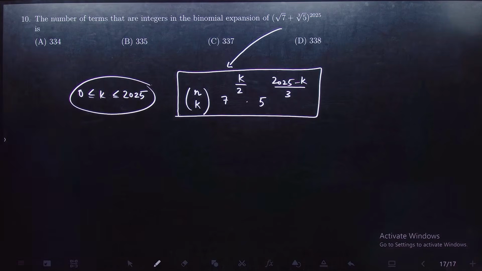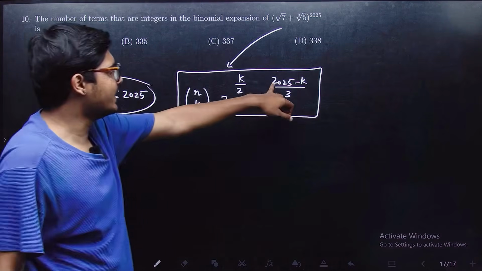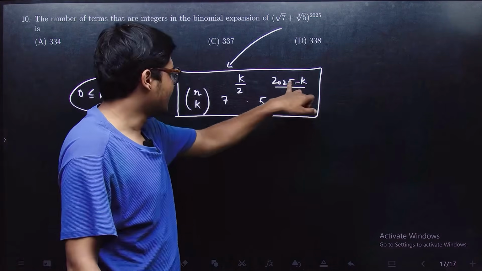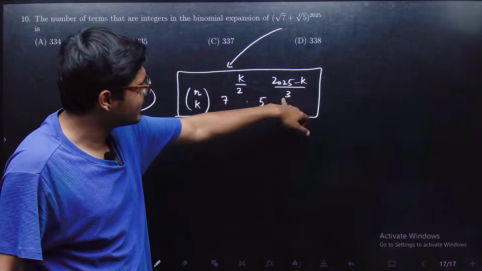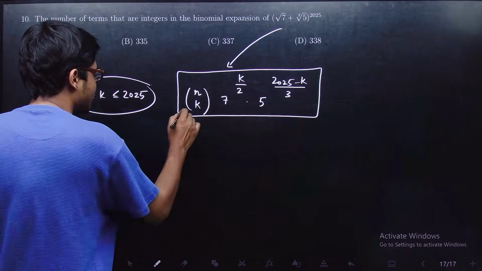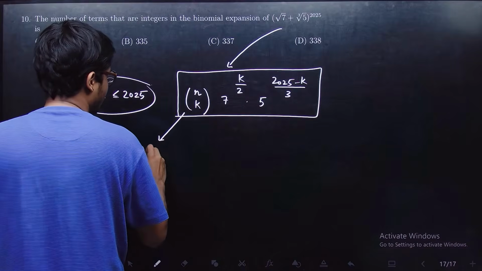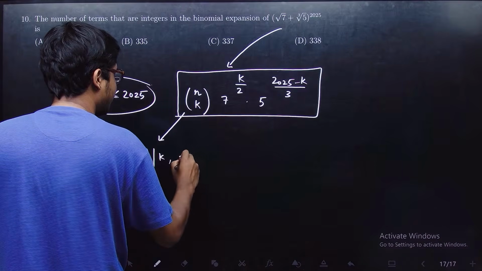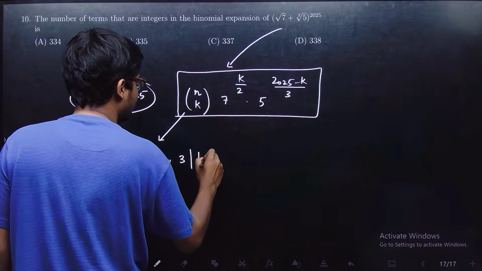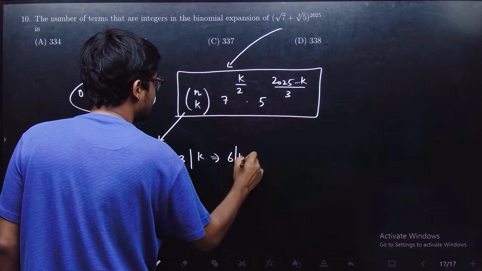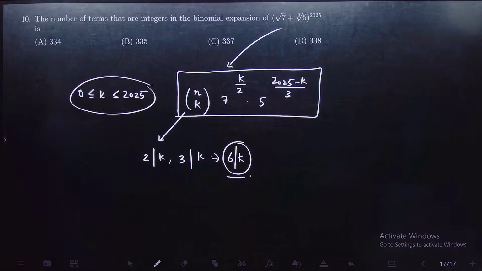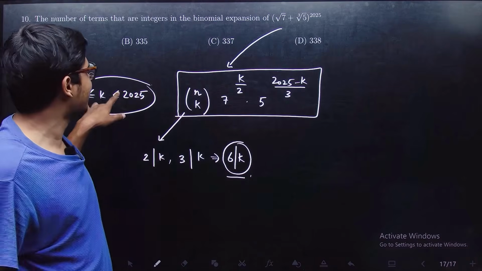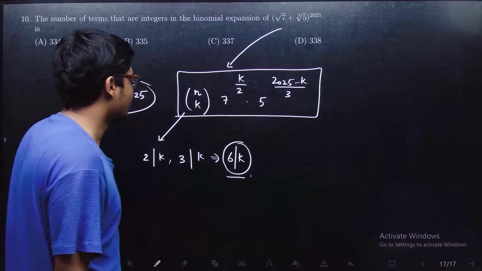Now observe that 2025 is divisible by 3, right? 2025 divided by k: you want 3 to divide k and you want 2 to divide k, right? So for this to be an integer, you want 2 to divide k and 3 to divide k, which means 6 has to divide k. So all you have to do is look for the number of multiples of 6 in the range k equal to 0 till 2025. So what are you going to get?